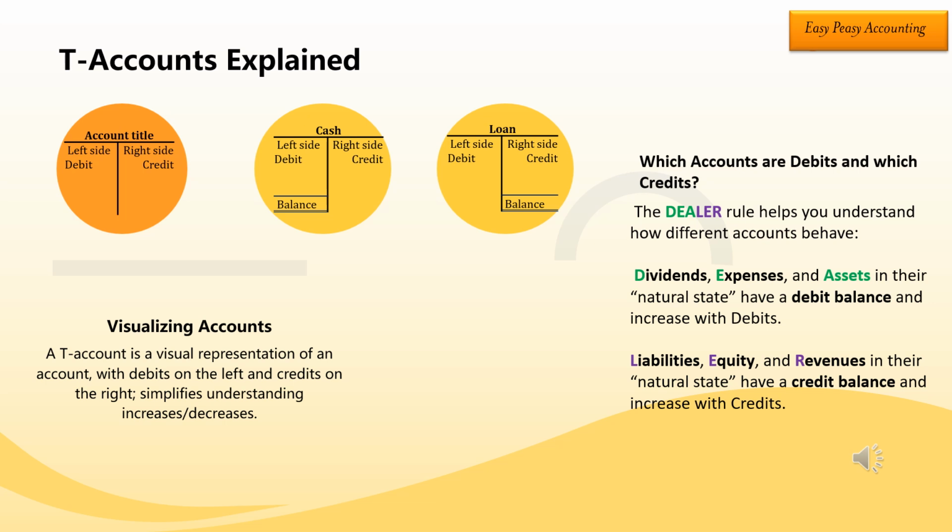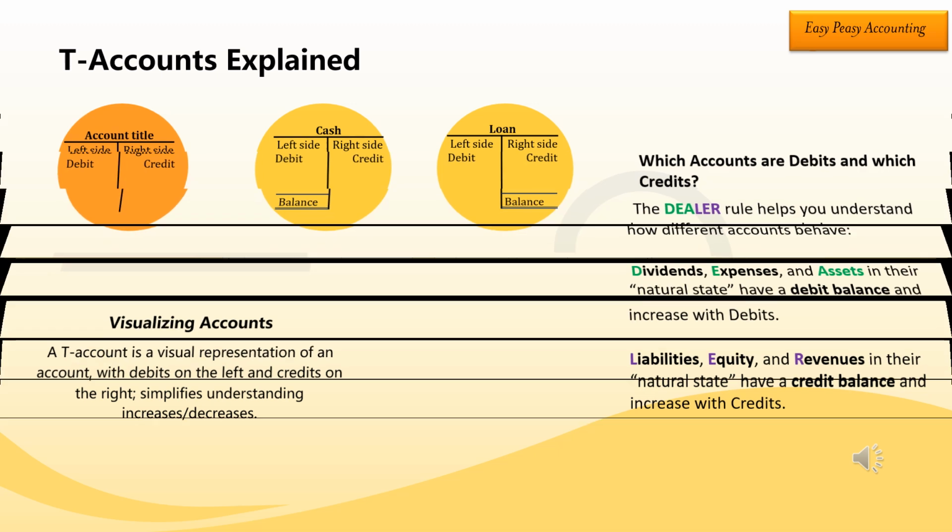For example, cash is an asset. Assets are debit accounts. A cash T account shows increases in cash, debits, and decreases in cash, credits, helping track the cash balance, providing liquidity insight. Loan is a liability. Liabilities are credit accounts. A loan T account shows increases in loan, credits, and decreases in loan, debits.